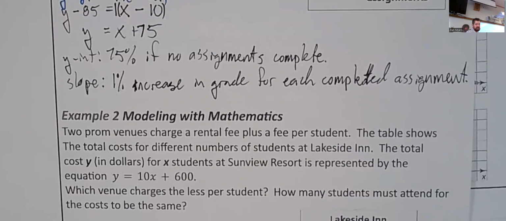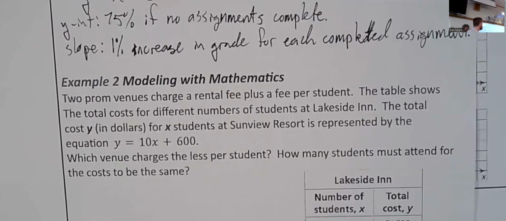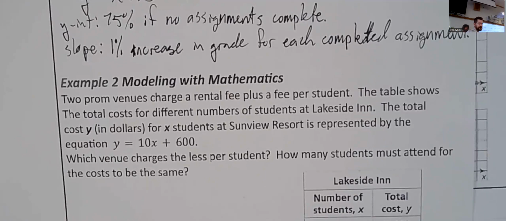Domain and range. The domain and the range could be a little bit interpretive because maybe they cap it at 100%, but maybe they don't. If they cap it at 100%, then the domain would be between 0 and 25, and the range would be between 75 and 100. If they don't cap it, then it would just be greater than 0 for the x's and then greater than 75 for the y's. But we don't need to worry about that. All right, next one, modeling with mathematics. Any questions on that before we continue? All right, let's keep going.